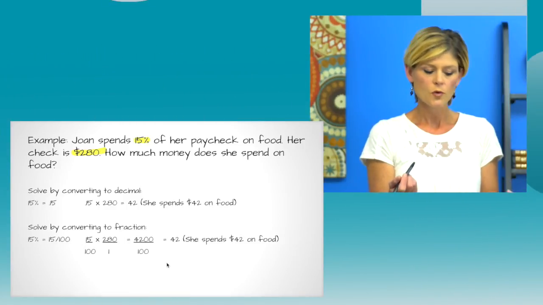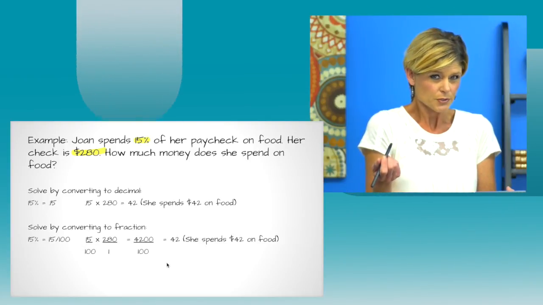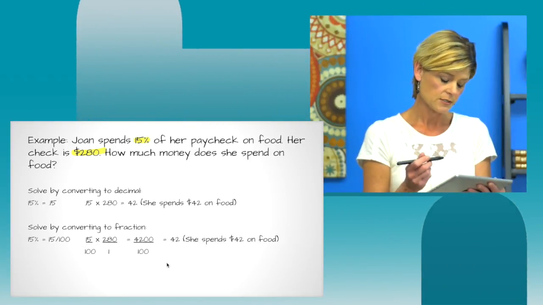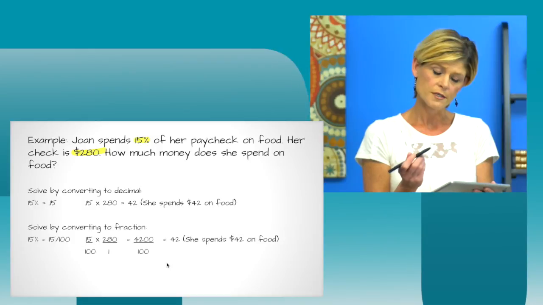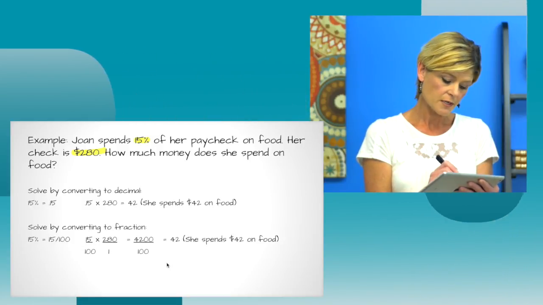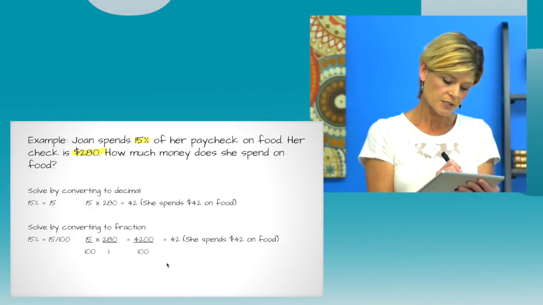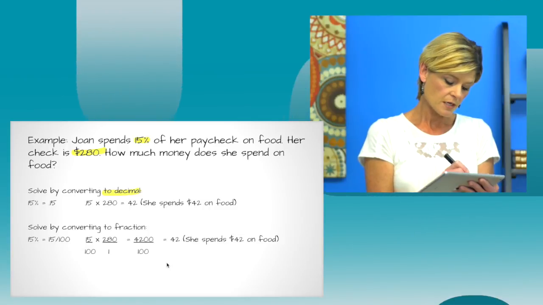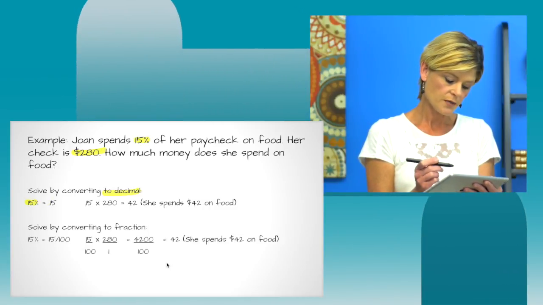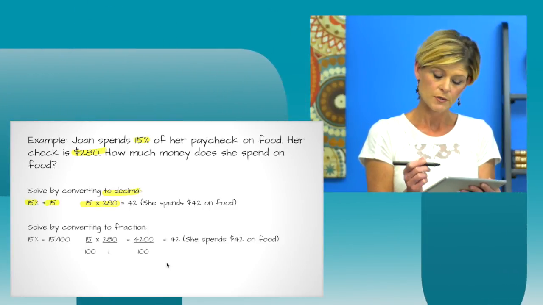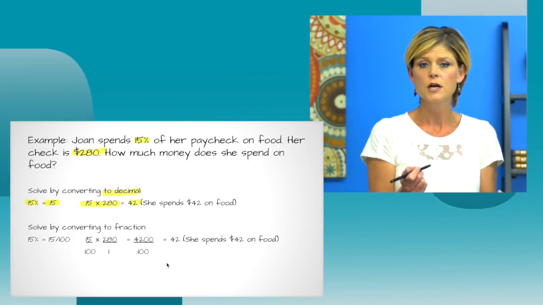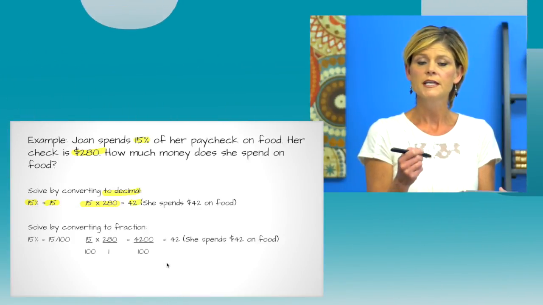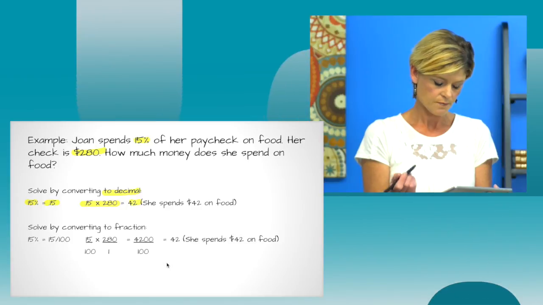So the first thing you want to do is figure out what that 15% is. That's ultimately what they're asking us to do. And we can do this in one of two ways. We can solve by converting 15% into a decimal by making our 15% 0.15 and then multiplying it by 280. That gives me $42. That tells me that 42 is 15% of 280.